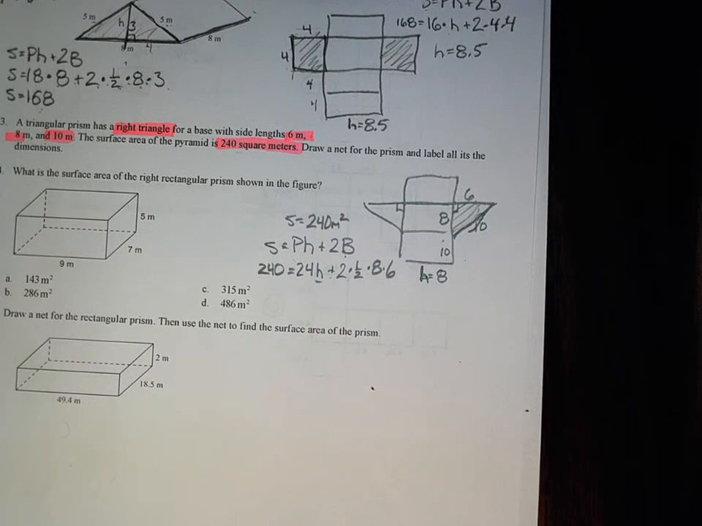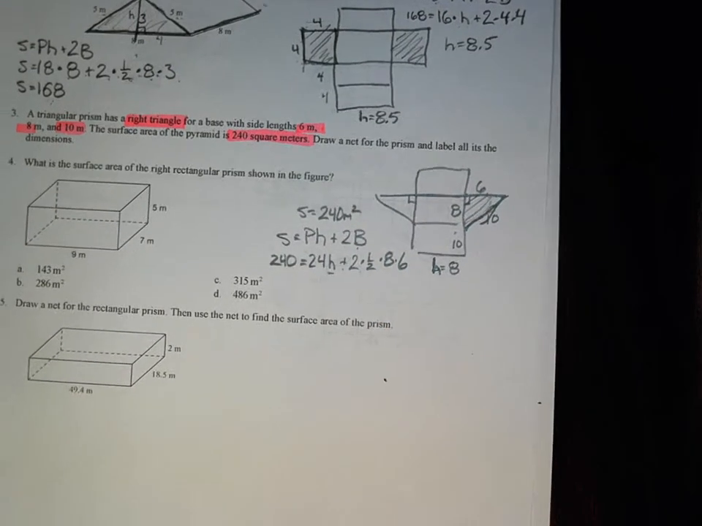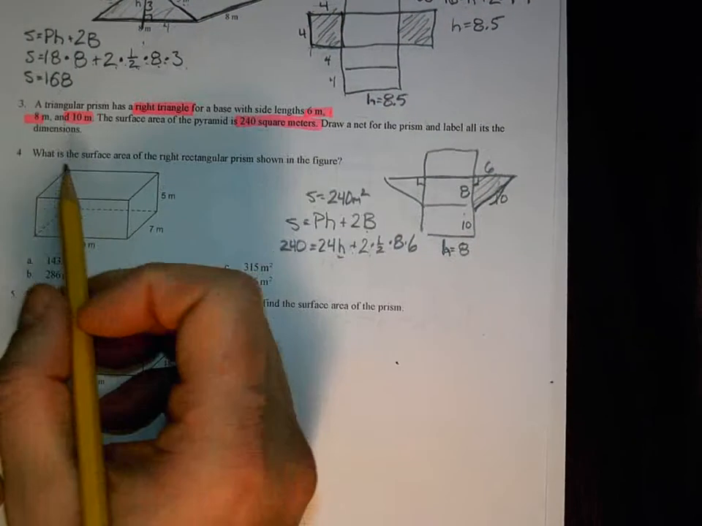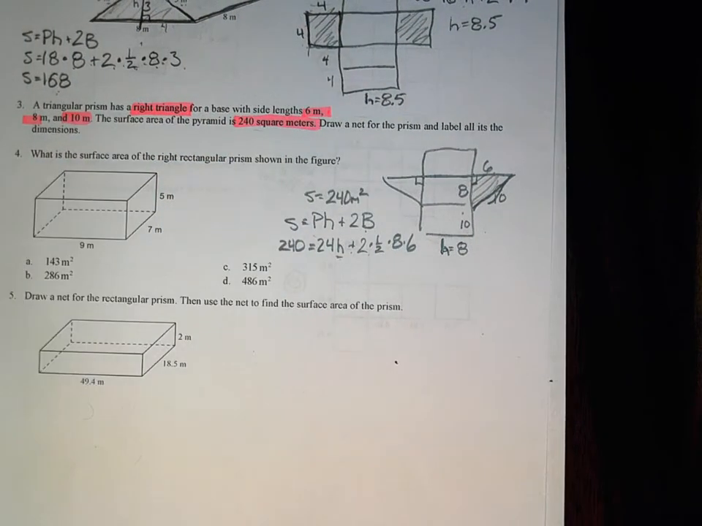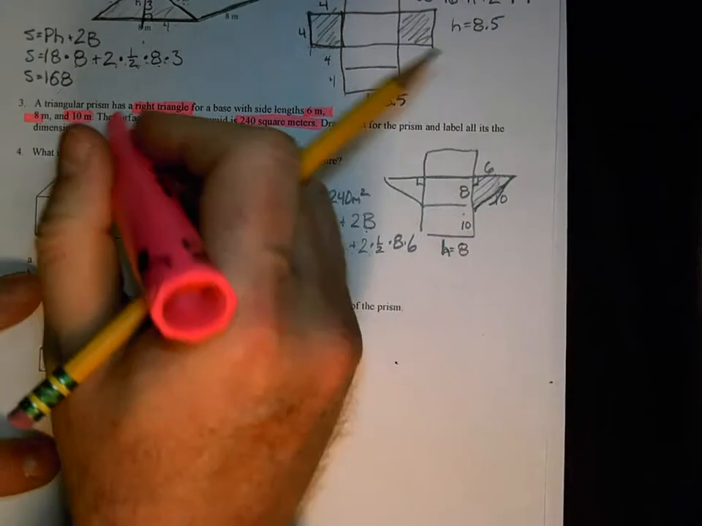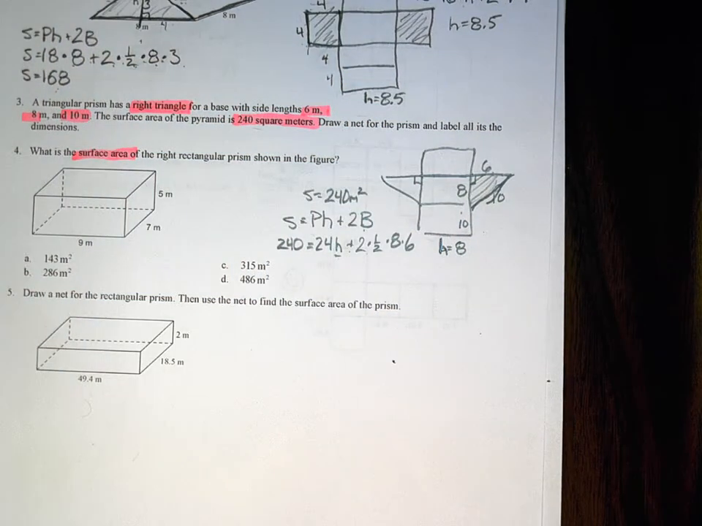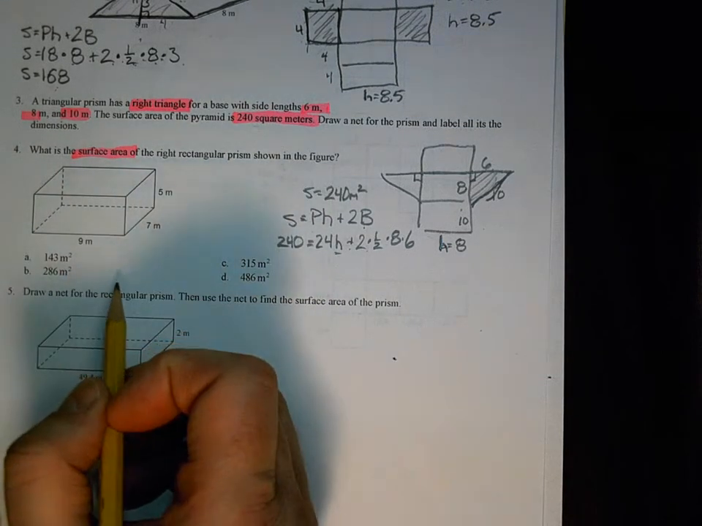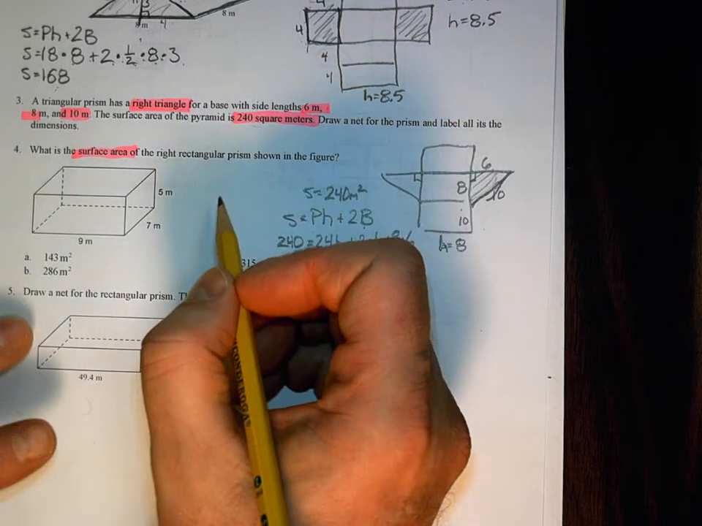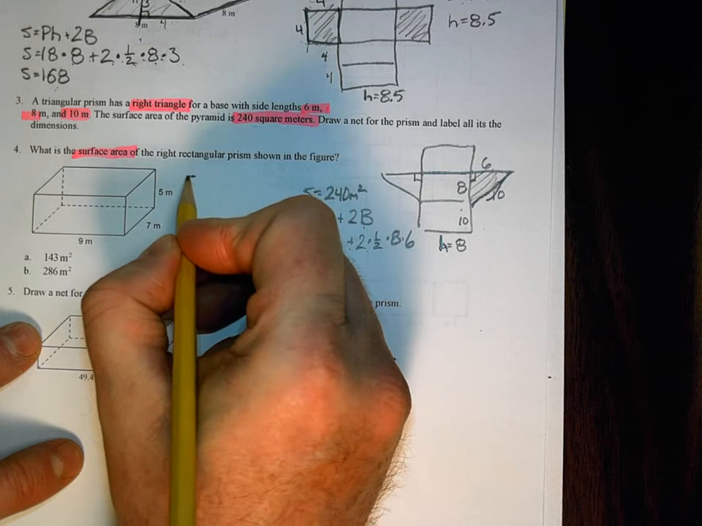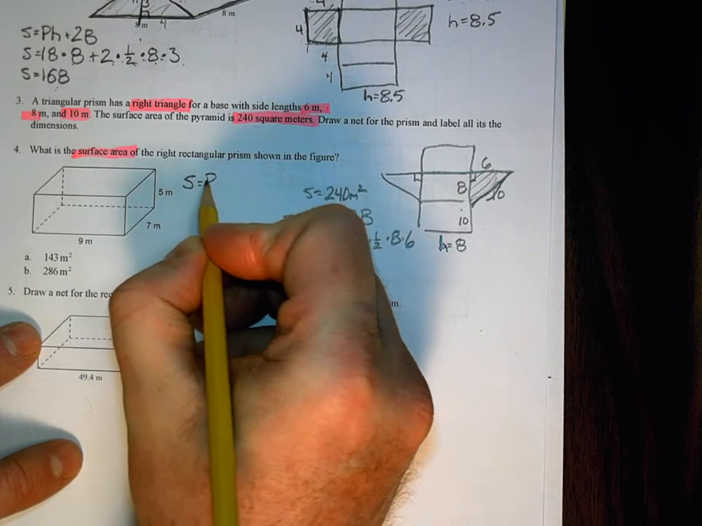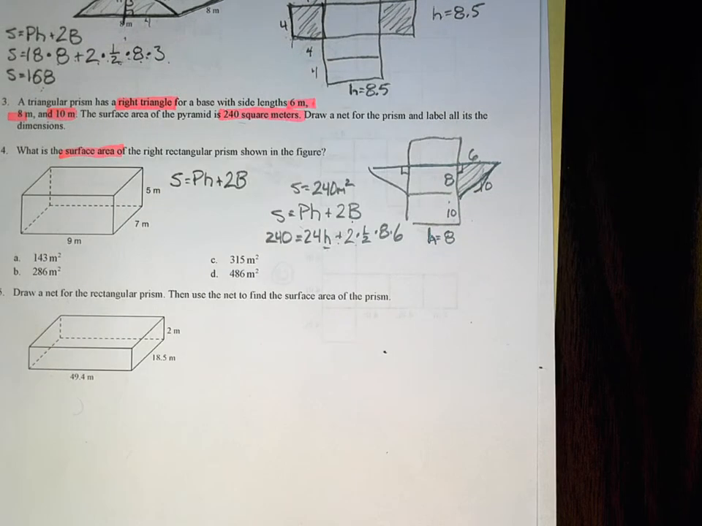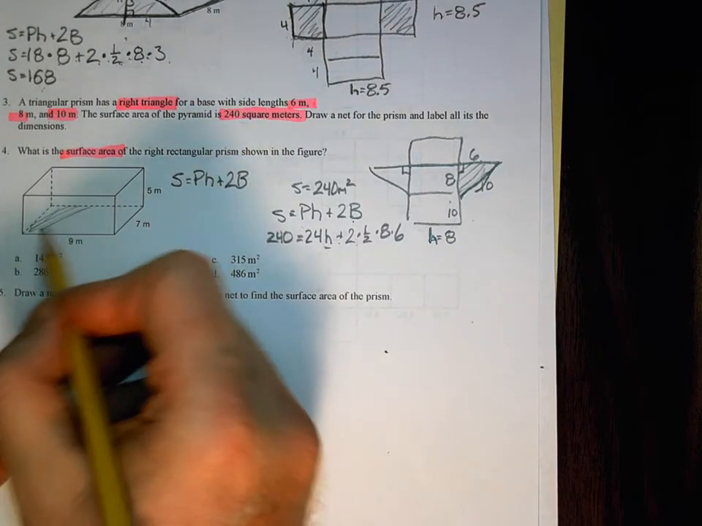All right, let's go on to number 4. Number 4 says, what is the surface area of the rectangular prism shown in the figure? So I've got a rectangular prism, right? What's the formula for surface area? S equals perimeter times height plus 2B. So the base on a rectangular prism is whatever's on the bottom.